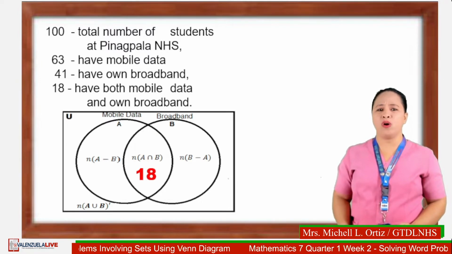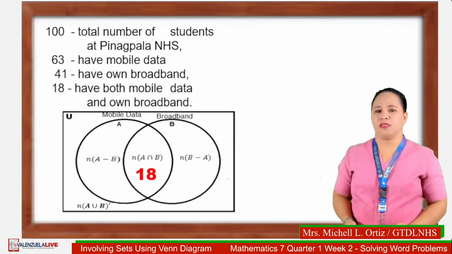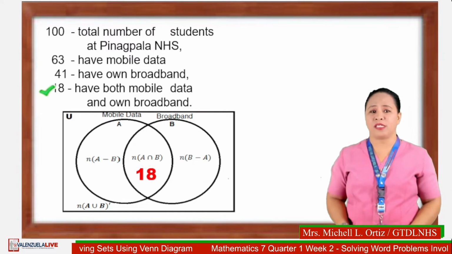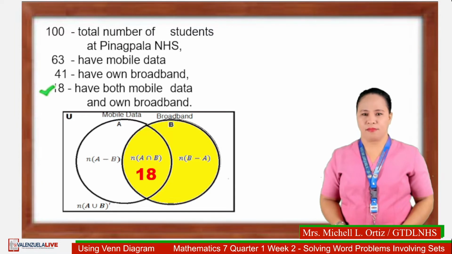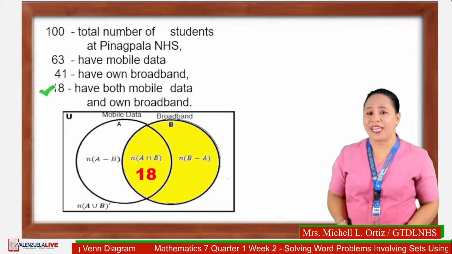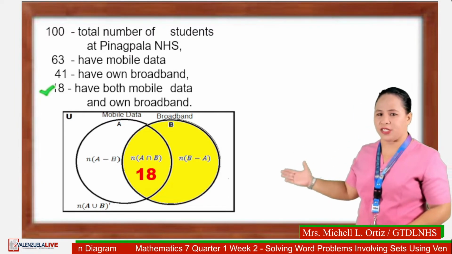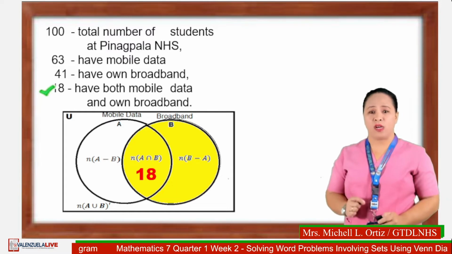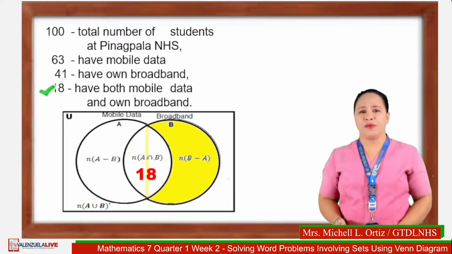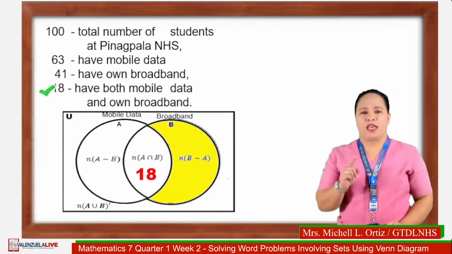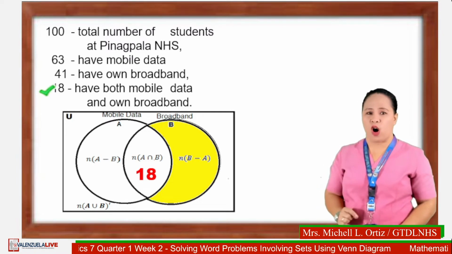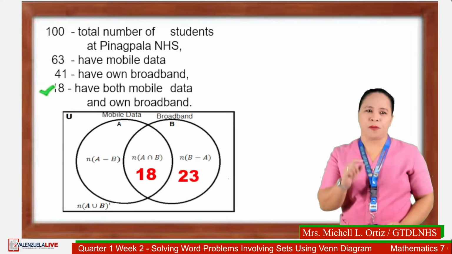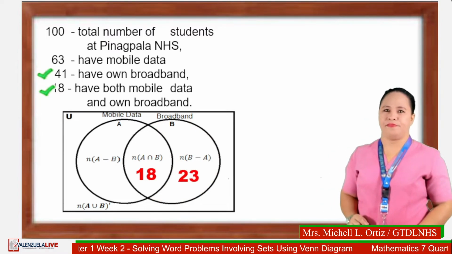41 have own broadband. Own broadband refers to the whole region of set B. But since we have already 18 in the intersection, then we're just going to fill in the remaining region. And that region has a cardinality of 23 to complete 41.